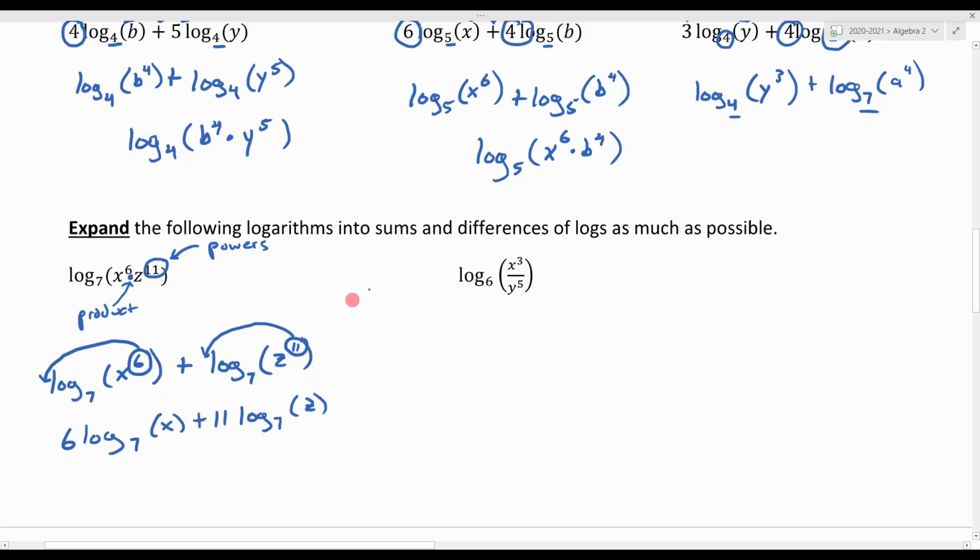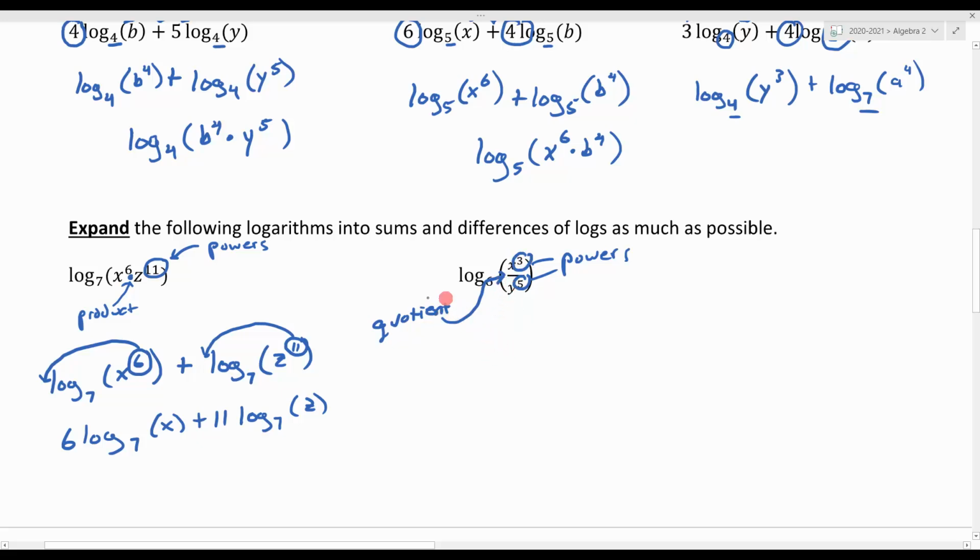All right, let's try it again. So again, I've got a log. I'm seeing exponents, so these are powers. The other thing I'm noticing here is this bar, which means division. So this is a quotient. This is a quotient property. They're not being multiplied, they're being divided, and quotient is a fancy word for division. So we're going to be applying the quotient property here.